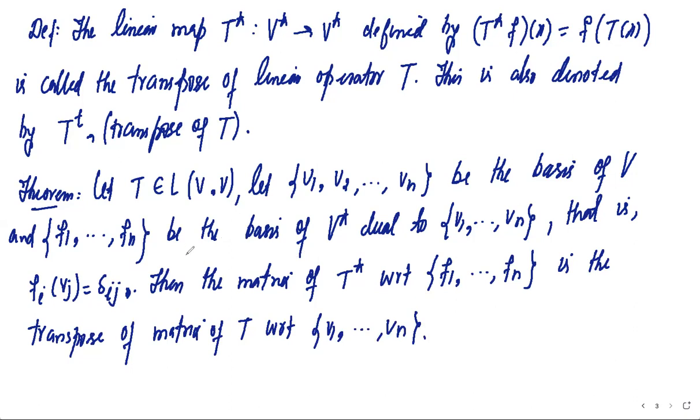So therefore, this theorem states that if we have a basis V of a vector space V, and then the dual basis of V star corresponding to this basis, then the matrix of T and the matrix of T transpose are related by a relation that the matrix of T transpose is just the transpose of the matrix of T, and this transpose is just the matrix transpose.